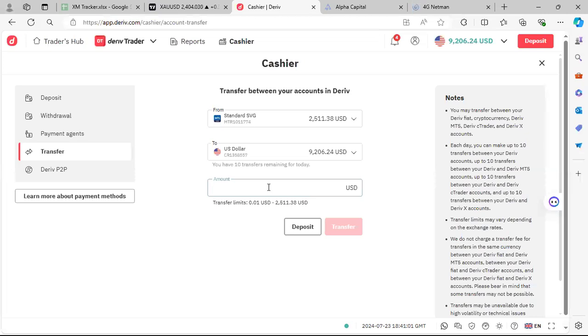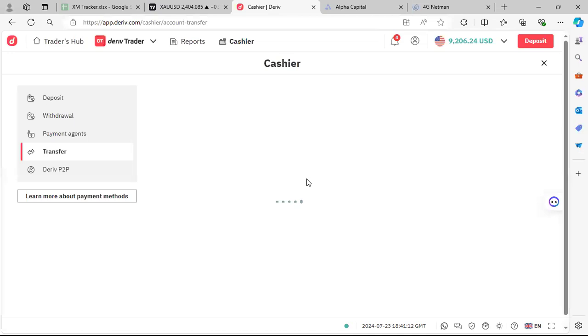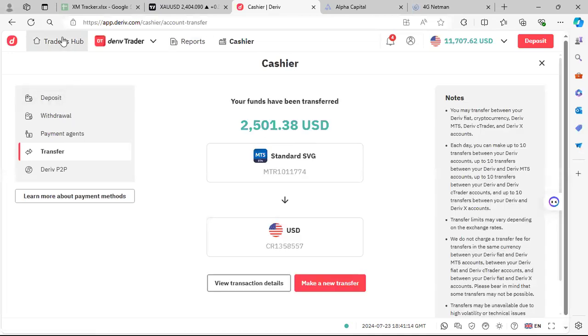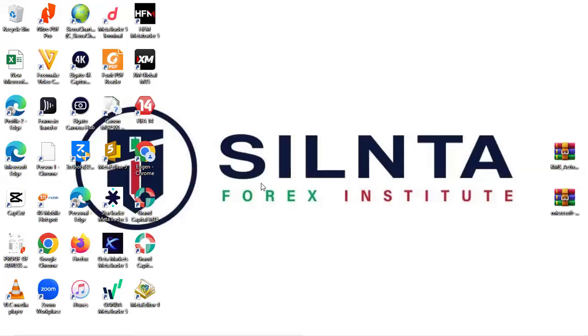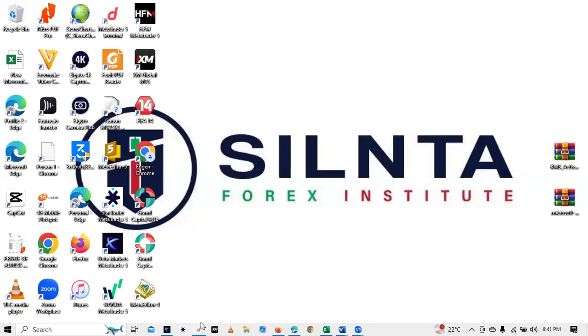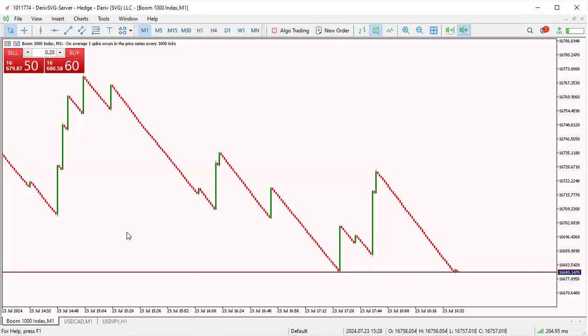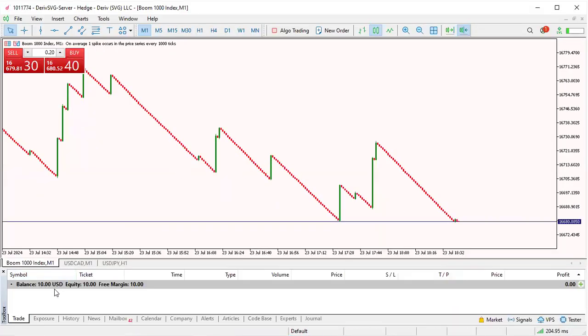I only want to leave 10 USD, meaning I have to transfer 2501.38, if my math is correct. Transfer, and then let's go back to MT5 and see how much is there. It's $10. Okay, good. Now, if you are buying here, the way of trading it is exactly the same as we trade currencies.